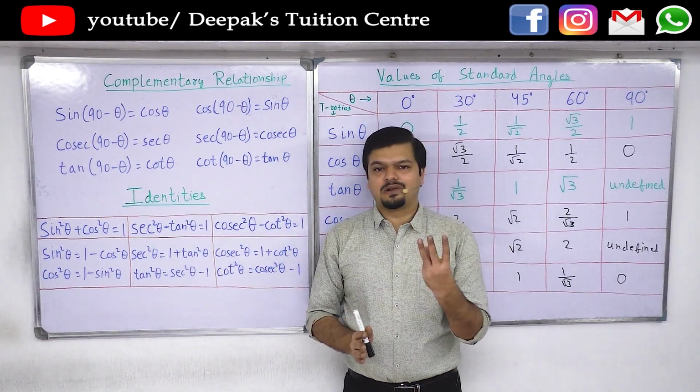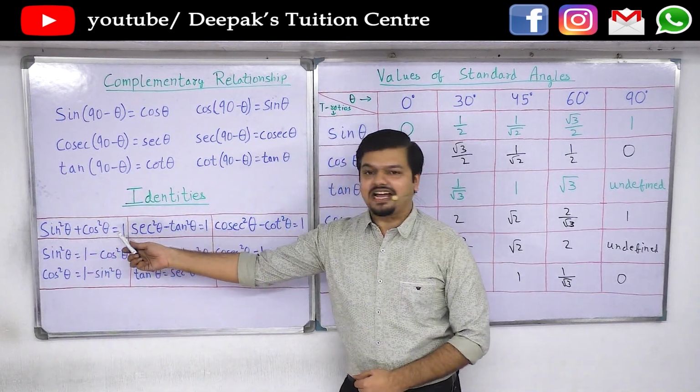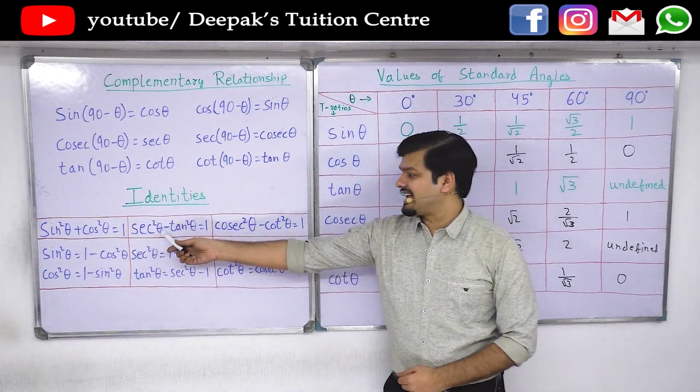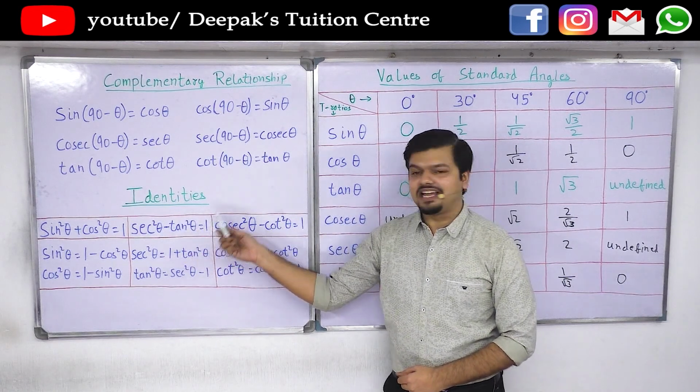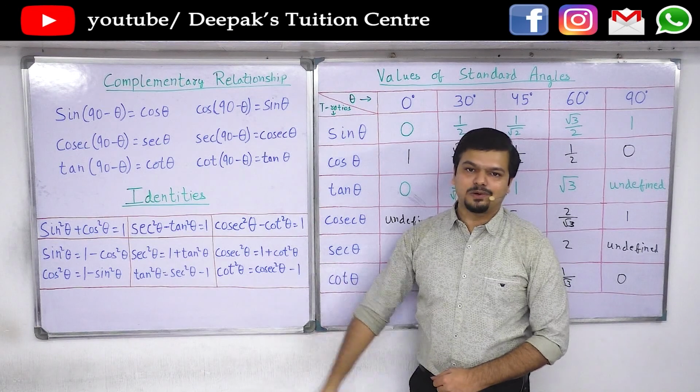In general, there are only 3 trigonometrical identities. Sin² θ + cos² θ = 1. Sec² θ − tan² θ = 1. And cosec² θ − cot² θ = 1.